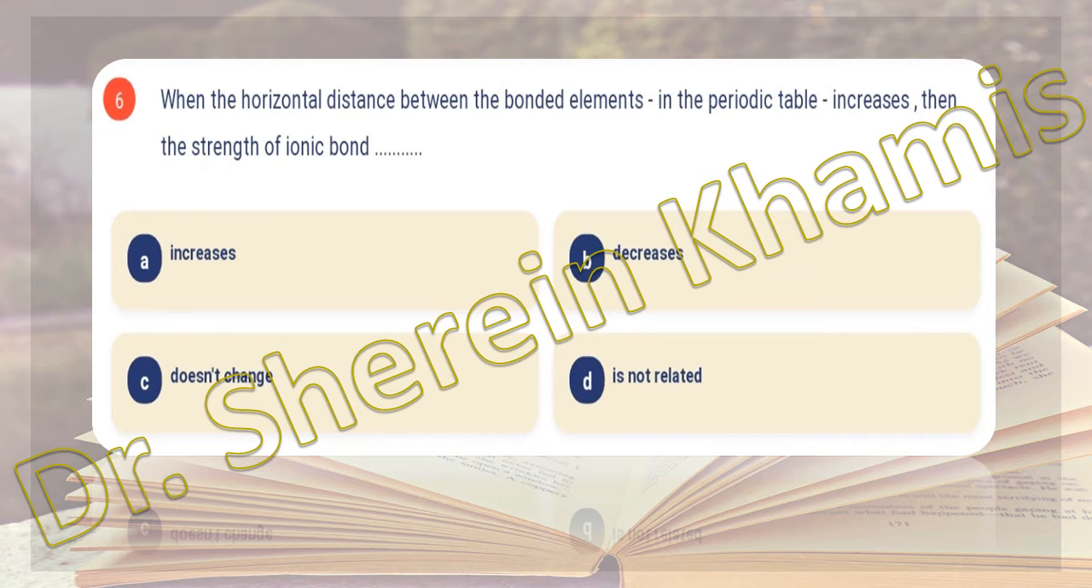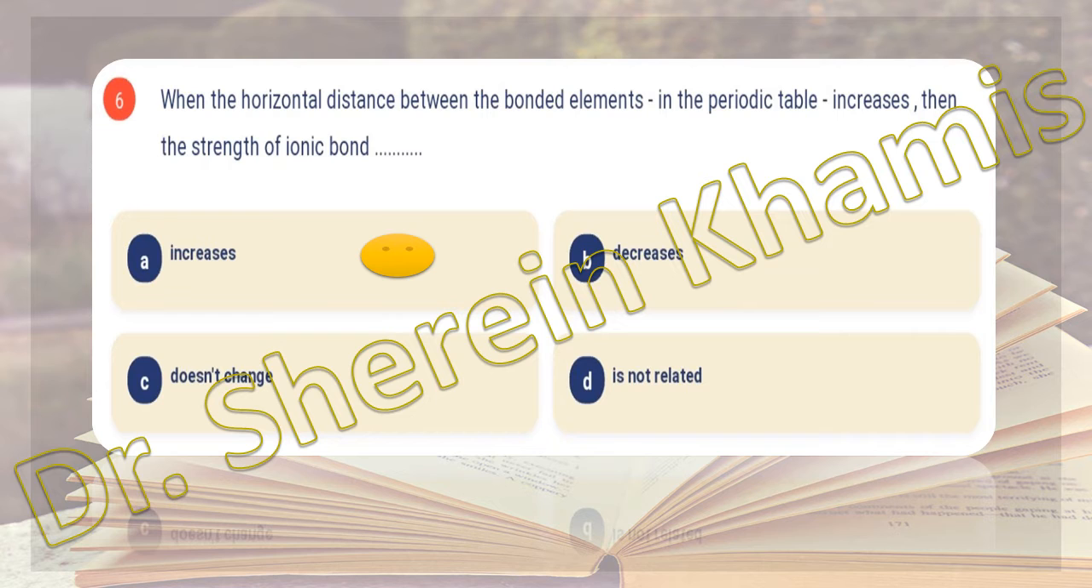But if we take one in group 2A and the other also in group 7A, the difference in electronegativity decreases, so the ionic bond will decrease. But here we have the ionic bond between group 1 and 7, the high distance between them along the horizontal side of the table, so we have a high difference in electronegativity. What does that make? That makes the ionic character or ionic bond increase. So the right answer will be letter A, increases.